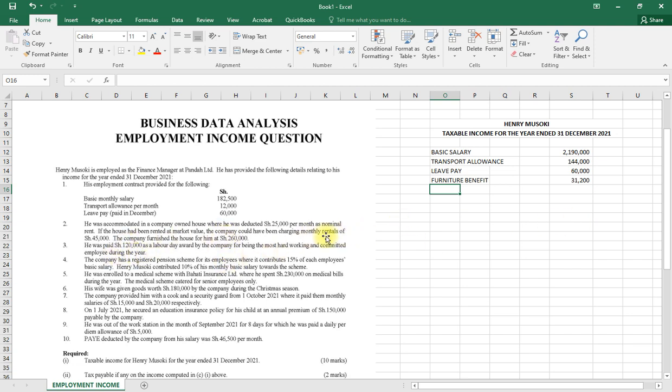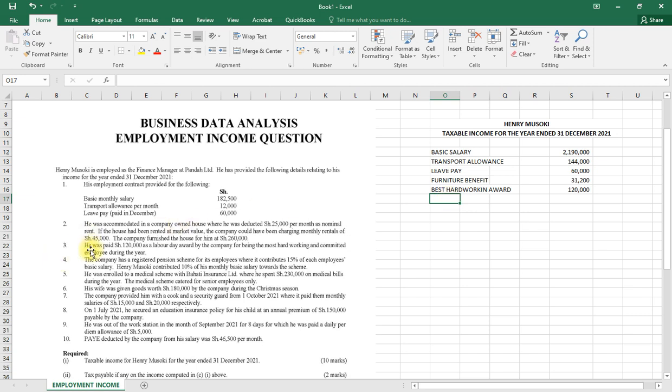He was paid 120,000 for Labor Day award by the company for being the most hardworking. So this one is the best hardworking award. Because it is in lieu of the work that he is doing, it will be taxable. 120,000.